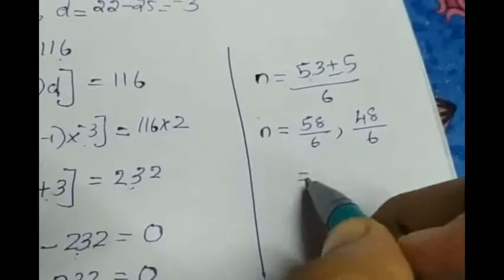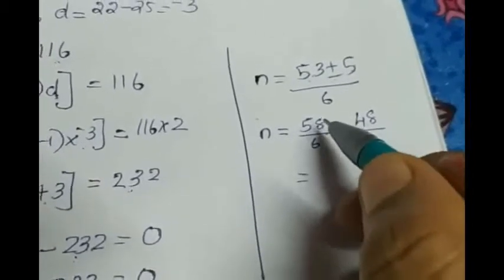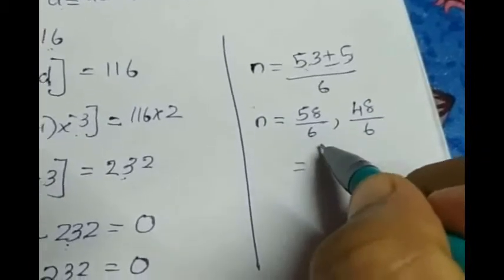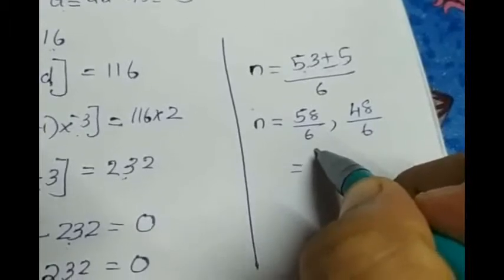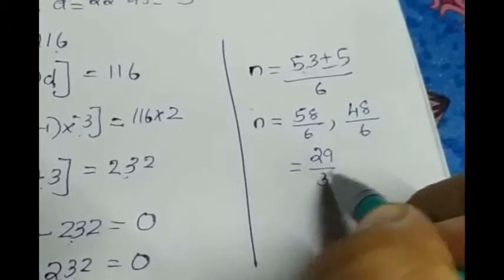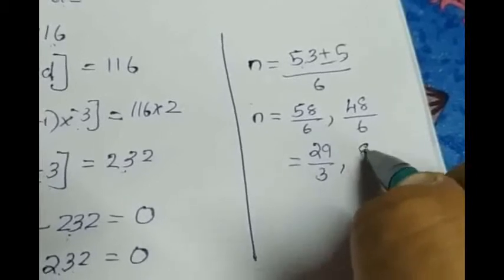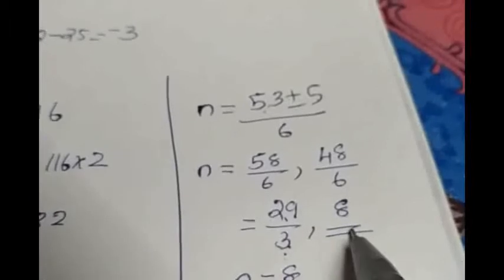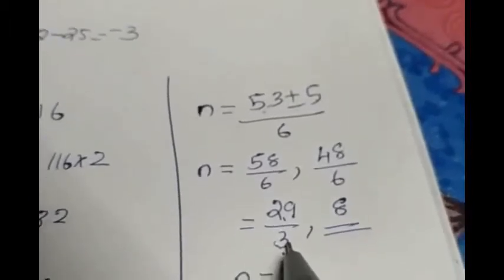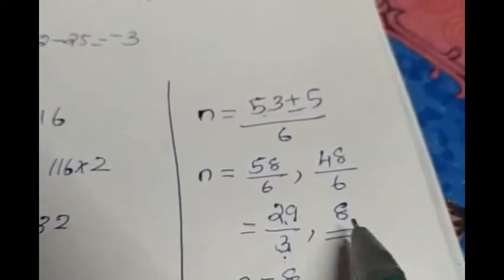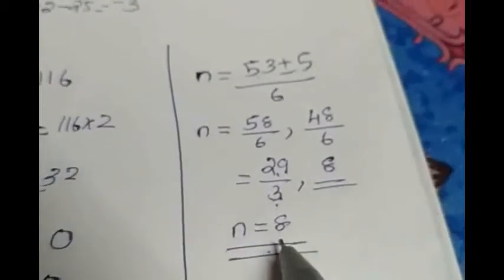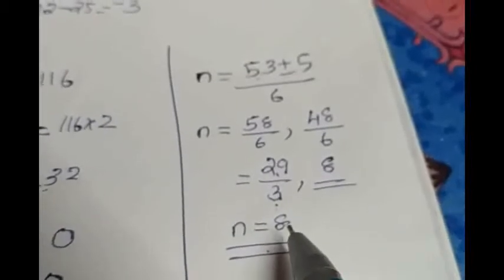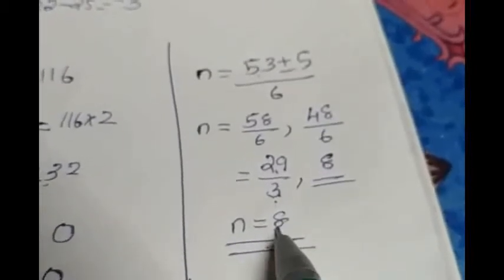So we are getting the value of n. 58 by 6 can be simplified, but we will not be getting an integer, isn't it? So if we want to simplify further, we can write it as 29 by 3. And 48 by 6 gives you the value 8. So n is equal to 29 by 3 and 8. 29 by 3 is not an integer. So we have to avoid that value, so n is equal to 8. Among the unknowns A, D and N, N has the restriction. N can take only an integer value. So we have to take n as 8.